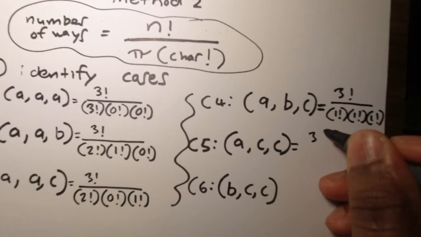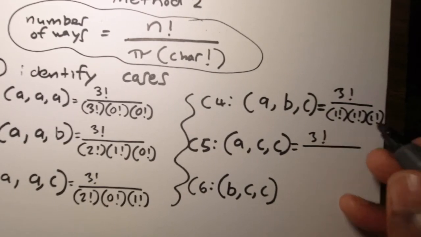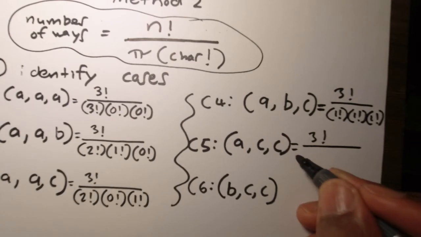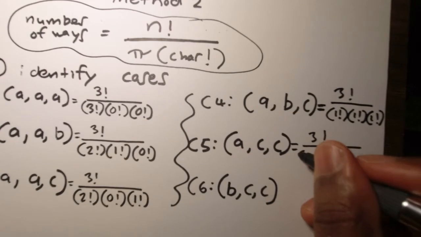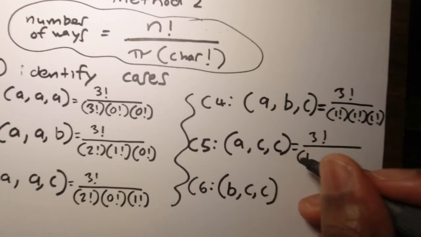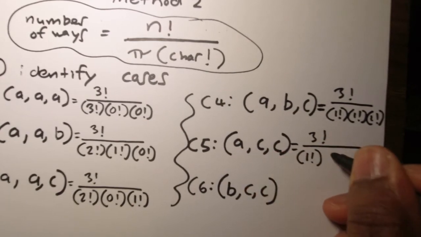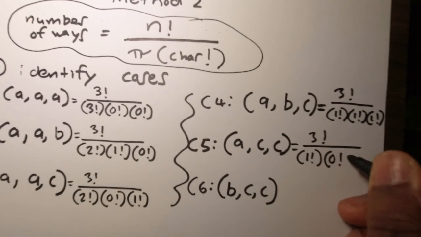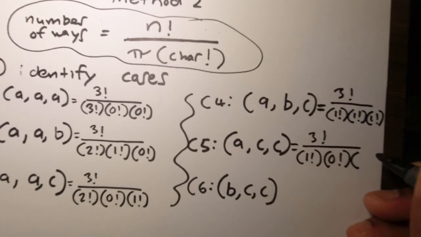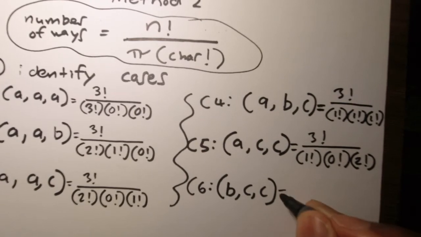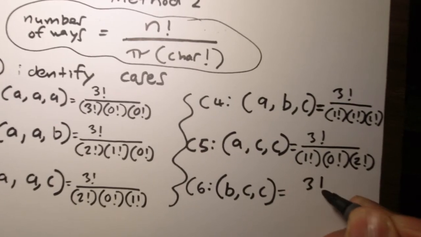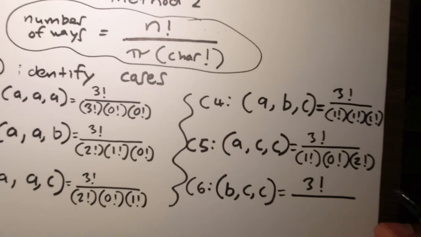Repeat the process for C5, which is case 5. This will give us the number of possibilities that fall within this case. We will have 1A, therefore we have 1 factorial. We have no B, so we're going to list it as 0 factorial. And then we have 2C, so we're going to write this as 2 factorial. Blunder there.